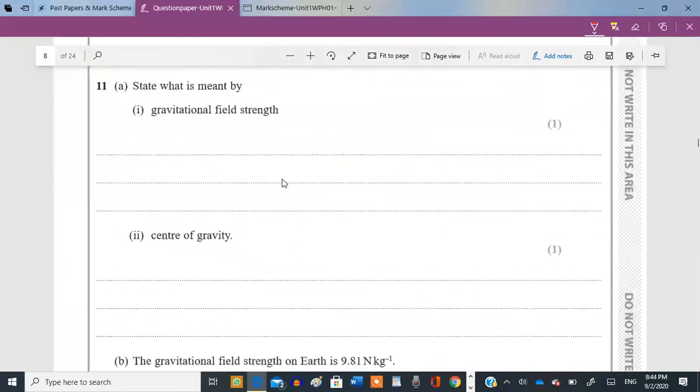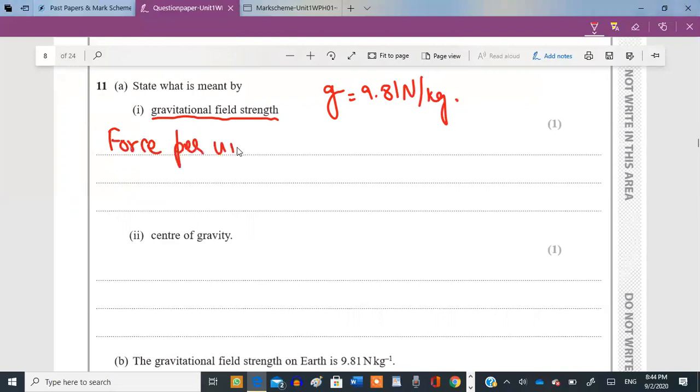Okay, MCQ is done. Theory. State what is meant by the gravitational field strength. They are asking us about g, whose value you know is 9.81 Newton per kg. It is the force per unit mass at a point. Force per unit mass at a point. I gave you this definition in theory.